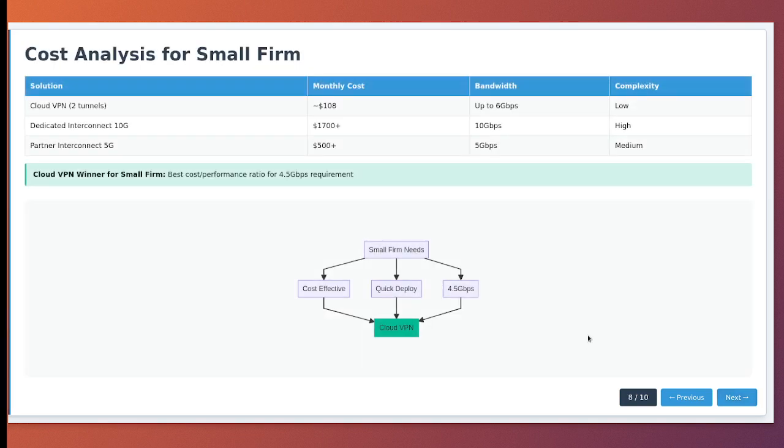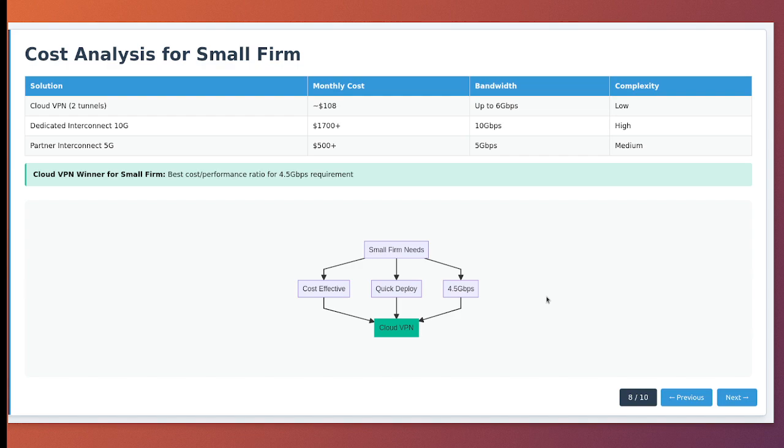Cost analysis and best practices. Let's analyze the cost implications of each option for a small firm. Cloud VPN pricing includes an hourly charge for the VPN gateway, at about 5 cents per hour, and a per tunnel charge. Cloud Router itself is free, but you pay for the VPN tunnels it manages.